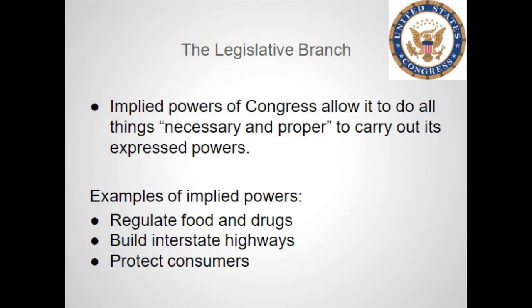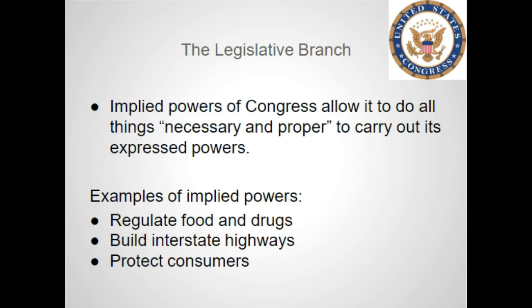Now then, we have implied powers. Implied powers of Congress allow it to do all things necessary and proper to carry out its express powers. This is known as the necessary and proper clause or the elastic clause in the Constitution. And so these aren't enumerated, but what they do is they say, well, since Congress has this enumerated power, through the necessary and proper clause, it can do X and Y.